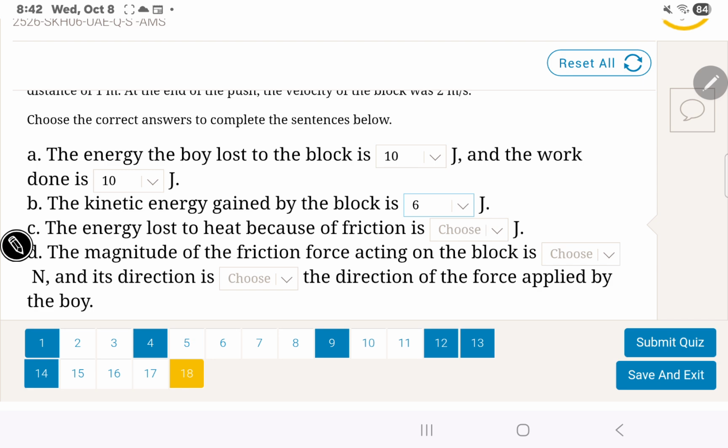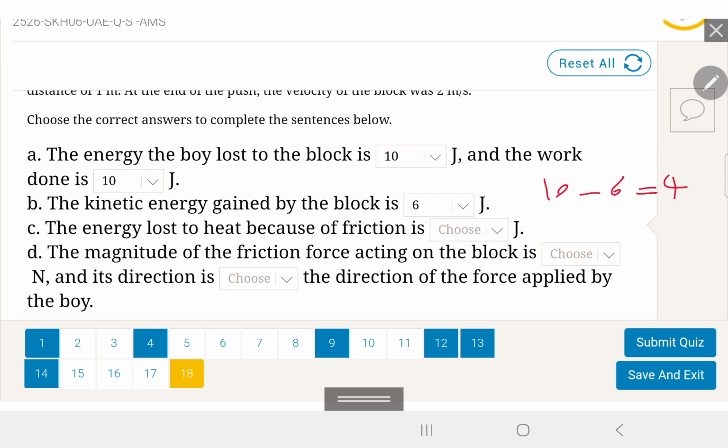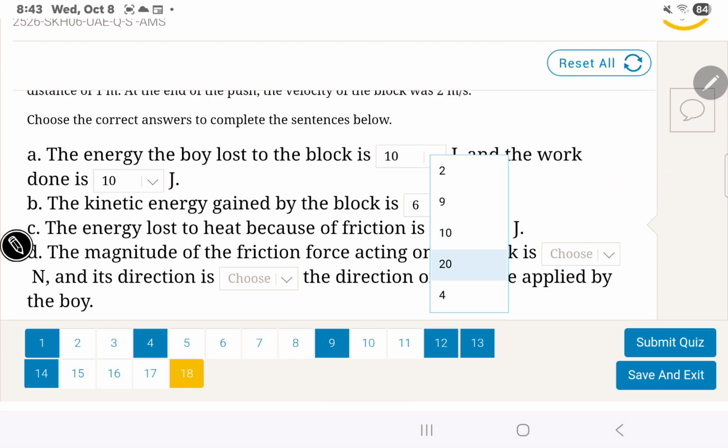Now the energy lost to heat because of this friction: the total energy is 10 and the kinetic energy is 6. So here you do 10 minus 6 equals 4. So here you choose 4.